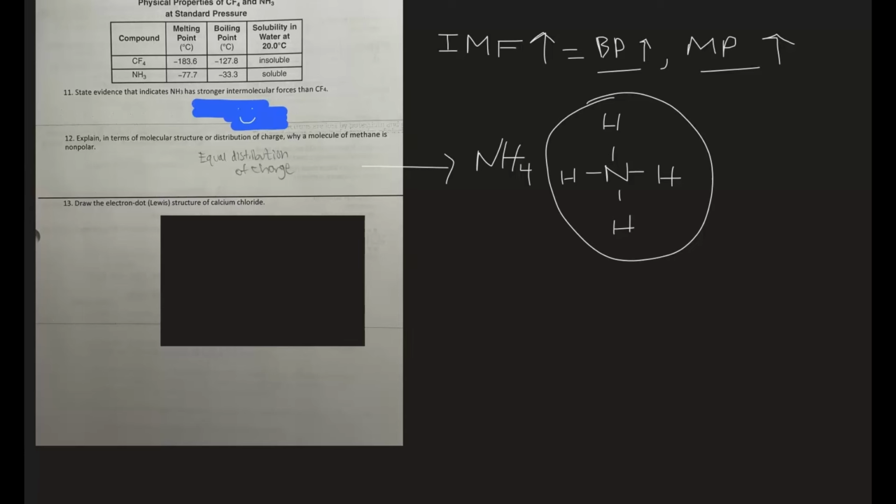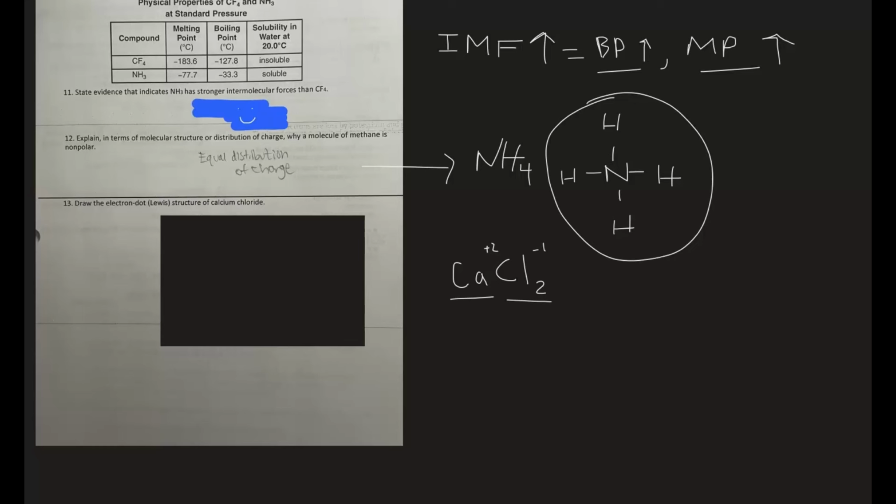Number 13, draw the electron dot diagram structure of calcium chloride. So calcium chloride, let's write this out, calcium, and then chloride. And then once you write this out, you want to make sure it's balanced. So calcium's charge is +2, chlorine's charge is -1, so we'll need 2 chlorines to balance it out. So now we just need to draw the electron dot structure for this. And something to note here is calcium is a metal and chlorine is a nonmetal. So metal plus nonmetal, ionic bonding.